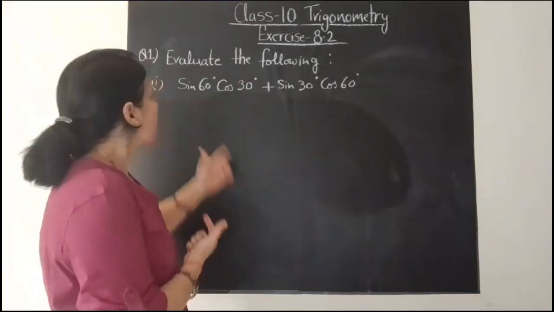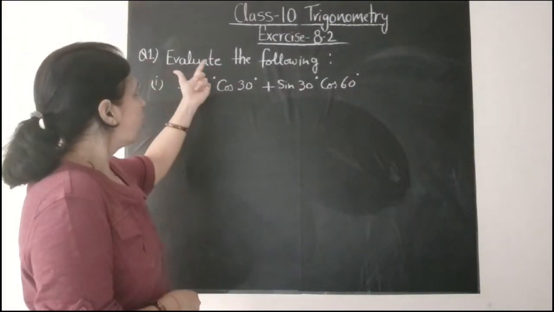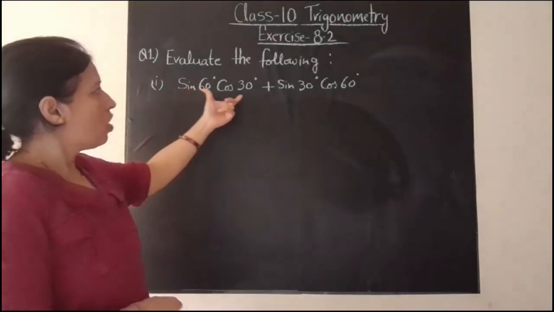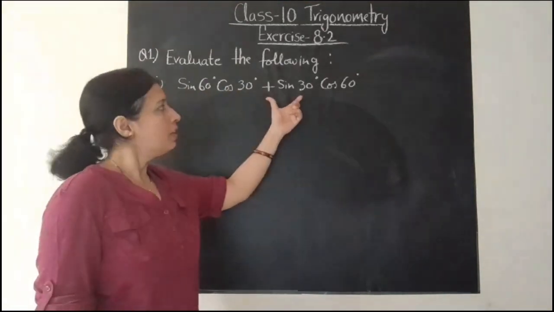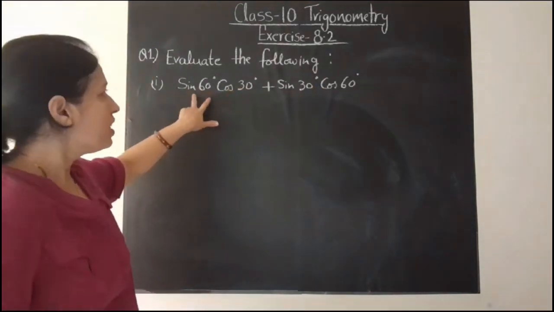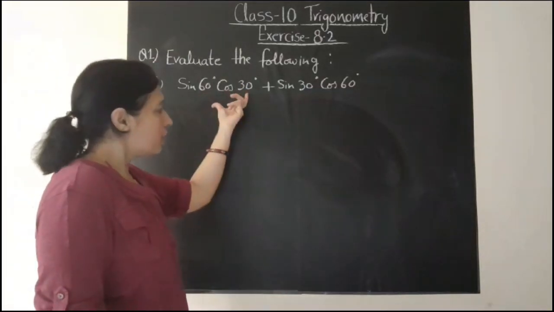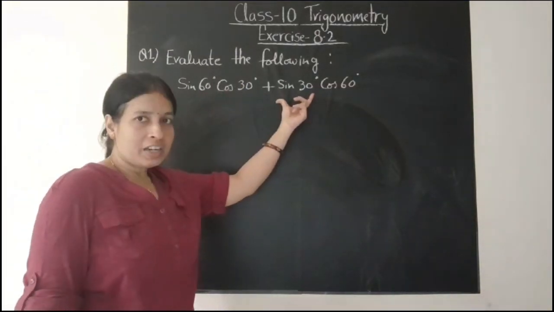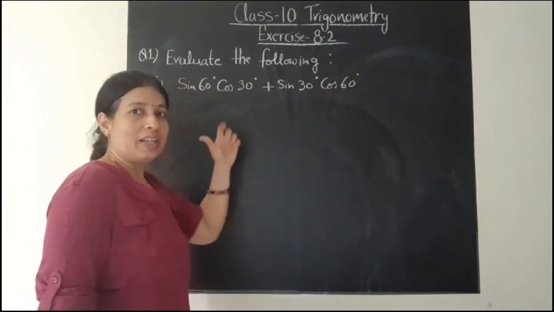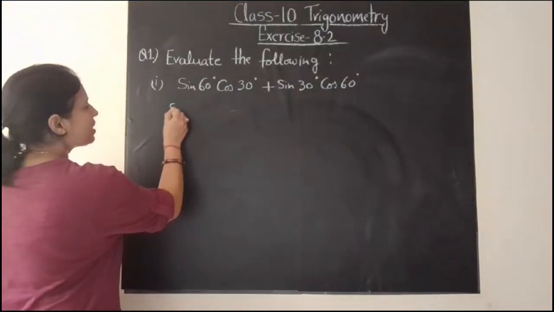So let us see our first question. First question is evaluate the following. First part is sin 60 cos 30 plus sin 30 cos 60 degree. So we should know what is the value of sin 60, cos 30, sin 30 and cos 60. So first we write the values.